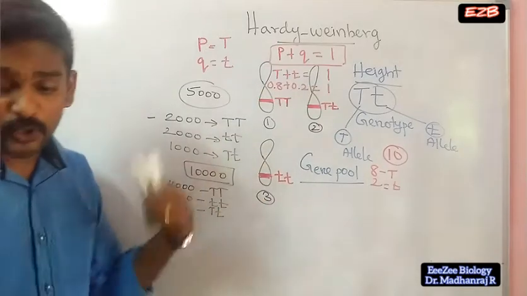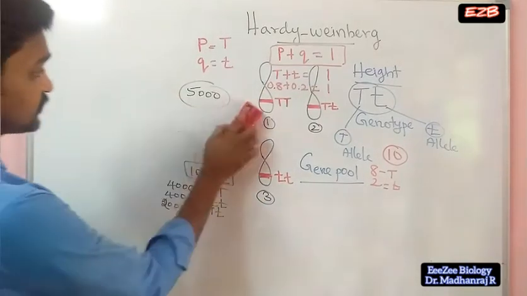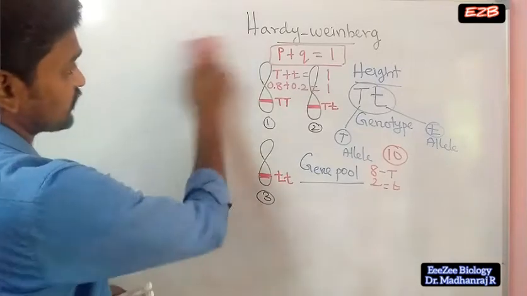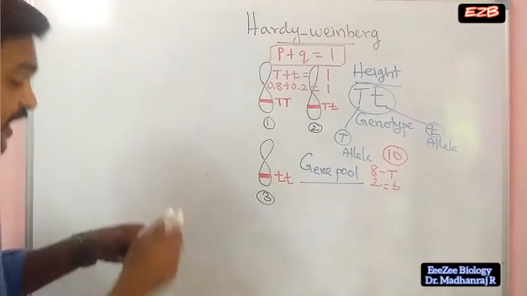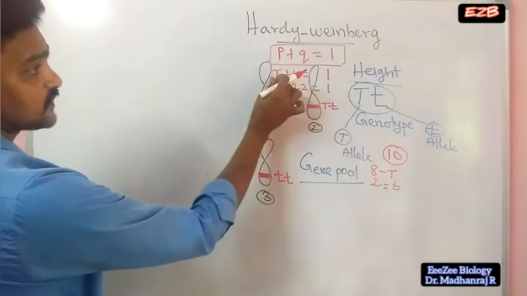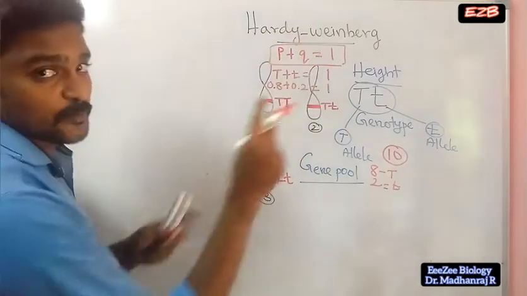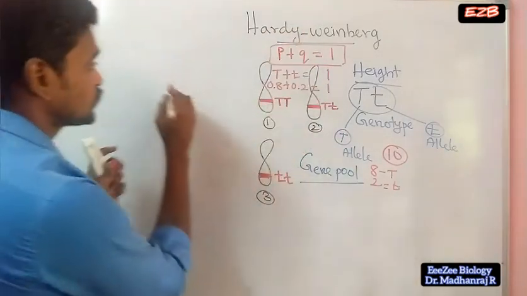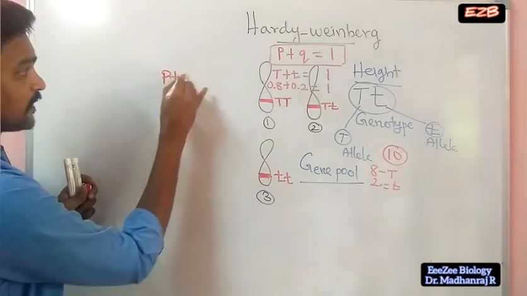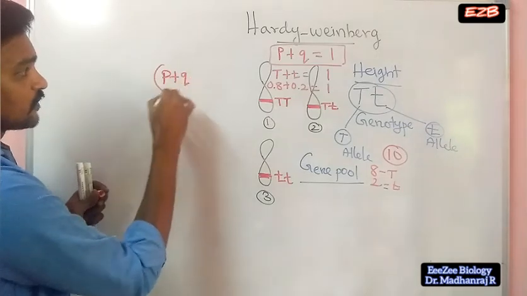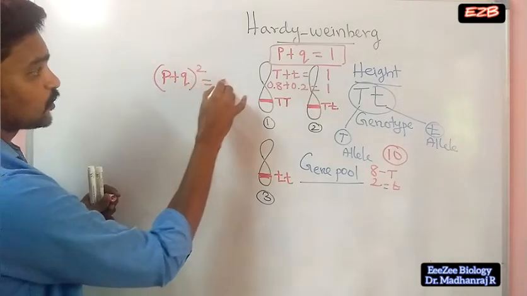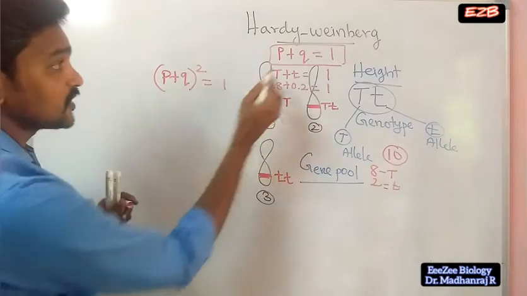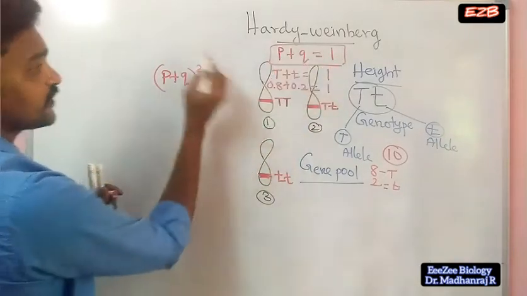When you go into the genotypic frequency, I will be writing here. This is for a single allele. When you go for genotype, you will have alternative forms of alleles, so you write it as P plus Q the whole square equal to 1. Why P plus Q the whole square? This is one allele, and you have two alleles.